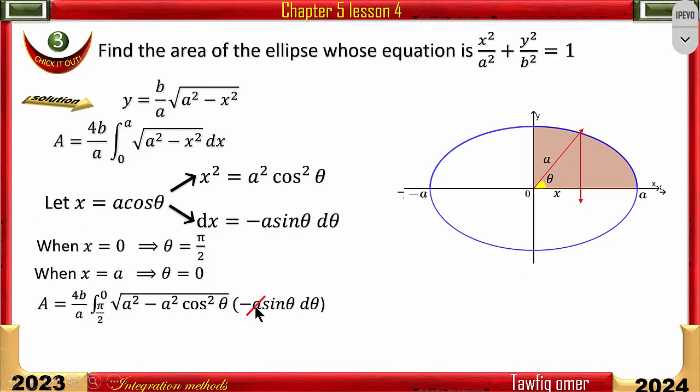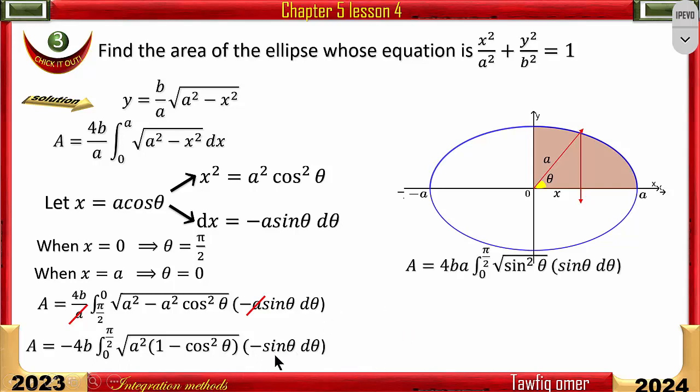And now we are cancelling this a with this a, so it becomes minus 4b. Because we changed the interval of integration, we must make the integration negative, or multiply the integration by negative. Square root of a squared, minus, by taking a squared as a common factor, it remains 1 minus cosine squared theta, times minus sine theta d theta.